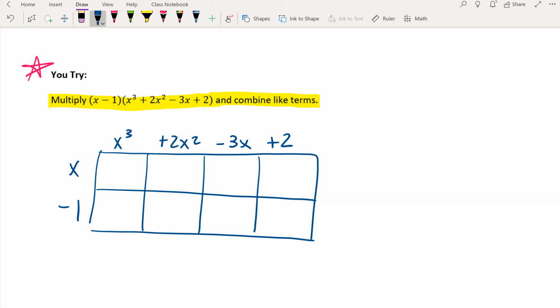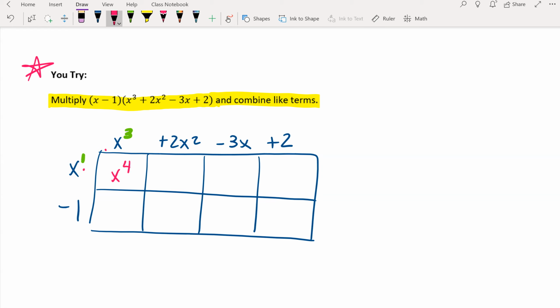Okay, let's multiply. x times x cubed is x to the 4th. Ooh, we didn't talk about this. So in case you were wondering, you add the exponents. So this is x to the 1, x to the 3. When you're multiplying, you add exponents. So just as a heads up, if you were stressed and didn't know what to do, you're adding the exponents when you multiply two terms.